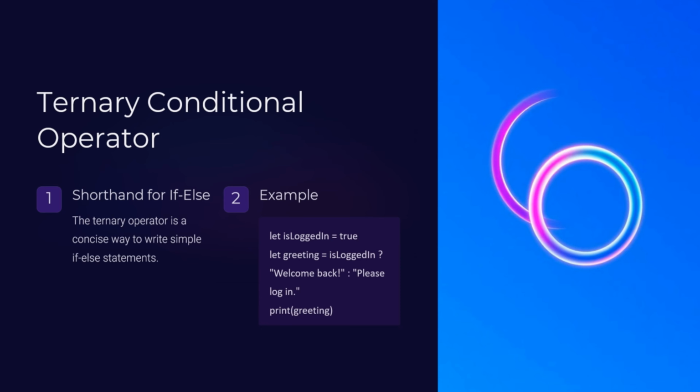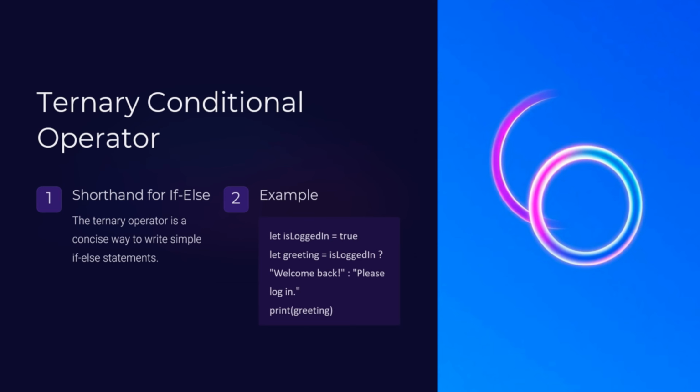Ternary conditional operator. The ternary conditional operator is a shorthand for simple if-else statements. For example, let isLoggedIn = true. Let greeting = isLoggedIn ? "Welcome back" : "Please log in". Print greeting. Here greeting is assigned based on whether isLoggedIn is true or false. This operator is concise but should be used only for simple decisions.